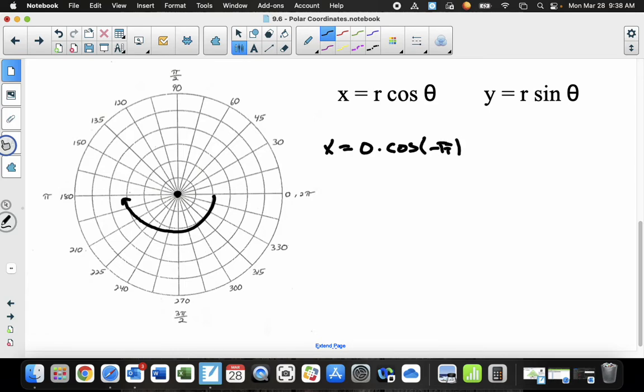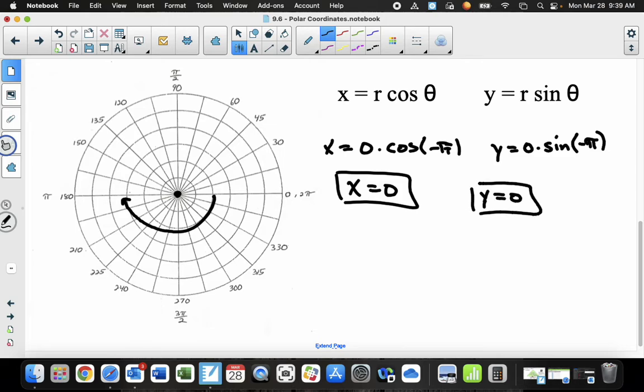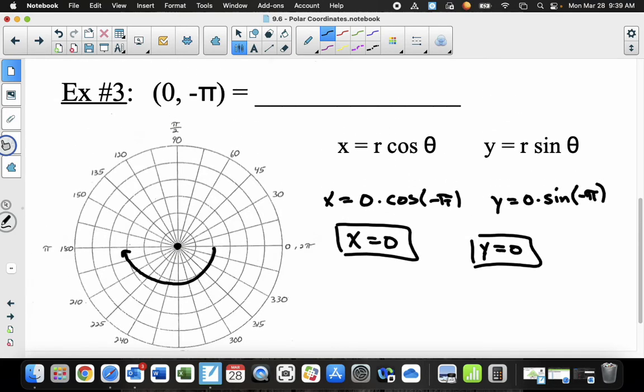What's 0 times the cosine of negative pi? 0. There's your x coordinate of 0. I don't even care what the cosine of negative pi is. Since it's multiplied by 0, the answer is 0. Same concept with y. 0 times the sine of negative pi. Same thing, you end up with a y coordinate of 0 as well. Like I said, confirming what you really already knew. That point is really just the origin. It is the point 0, 0.